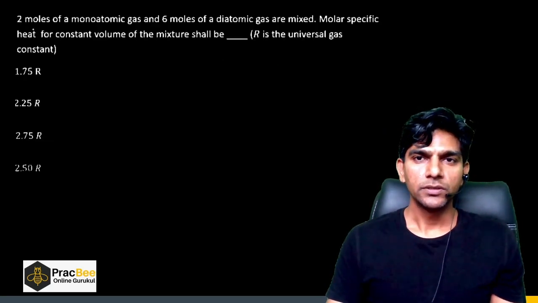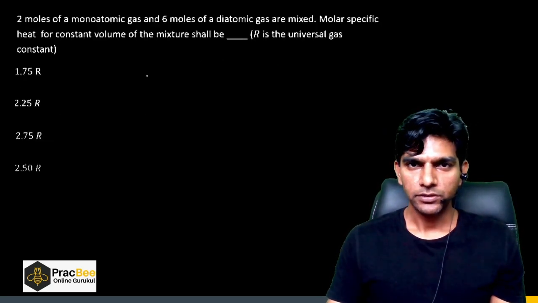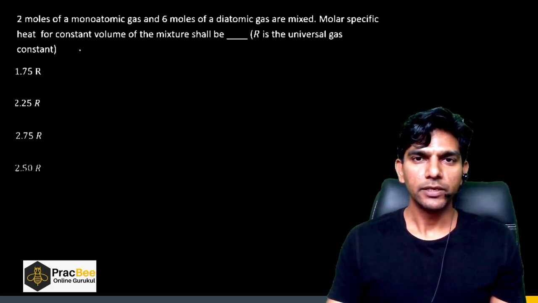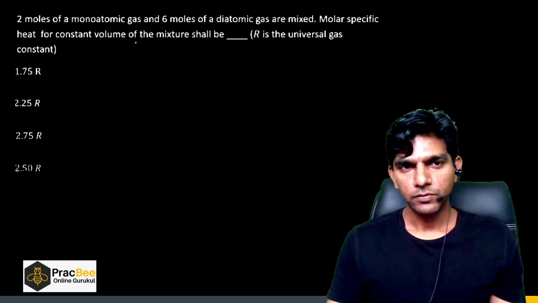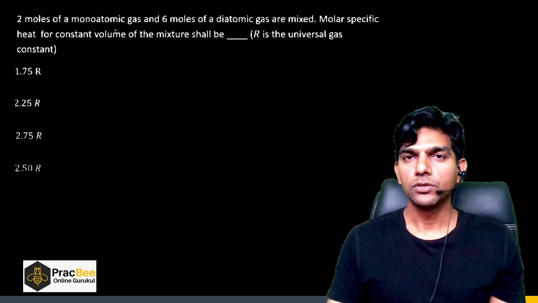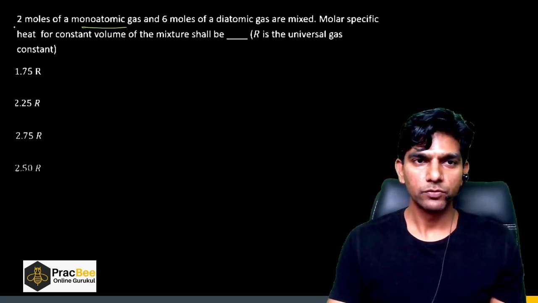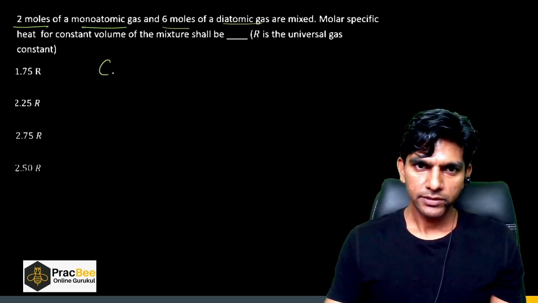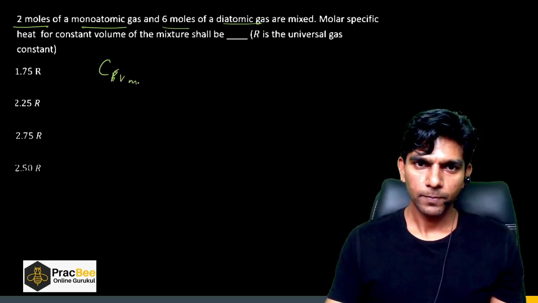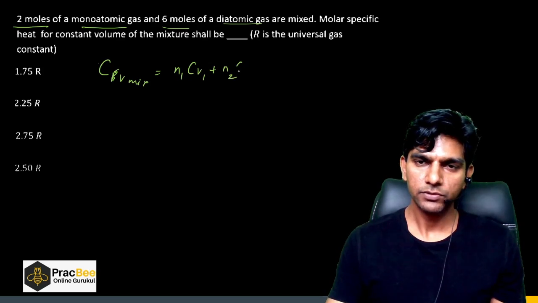Now the next question is from thermodynamics. Here we have to find the molar specific heat at constant volume for a mixture of gases. We have 2 moles of a monatomic gas and 6 moles of a diatomic gas. So we know that Cv for a mixture will be (N1 Cv1 plus N2 Cv2) divided by (N1 plus N2).